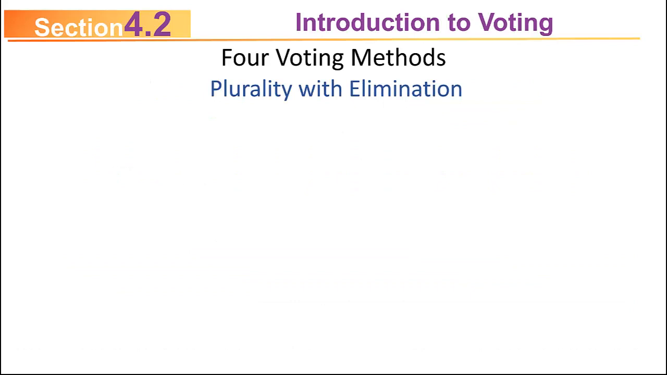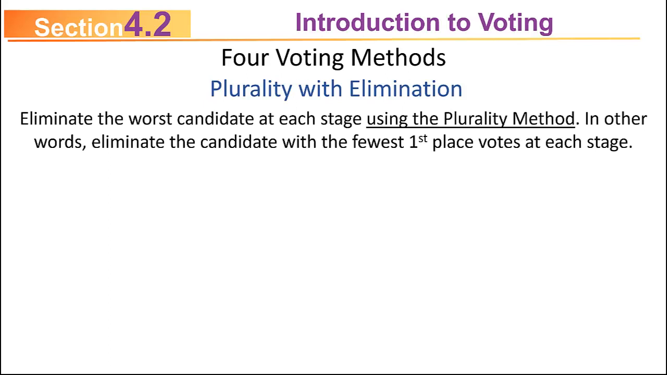Anyway, on to our third method of voting, that's plurality with elimination. This one is a multi-stage process. What you do is you eliminate the worst candidate at each stage. You just take the plurality method you've already been using, do it, and then whoever gets the least votes gets knocked out, and then you start over. And you keep going until there's only a winner standing.